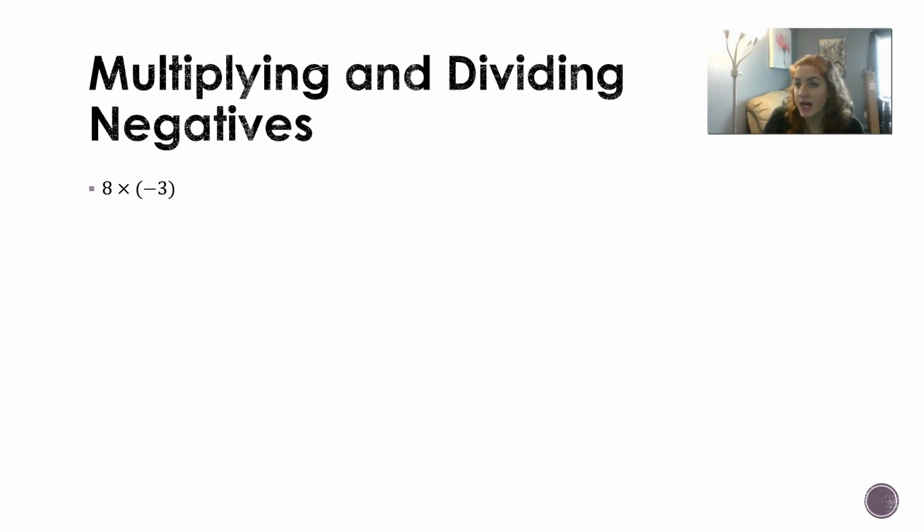So 8 times negative 3. There's one positive and one negative. So 8 times 3 is 24. Since there's one negative being multiplied, our answer stays negative.